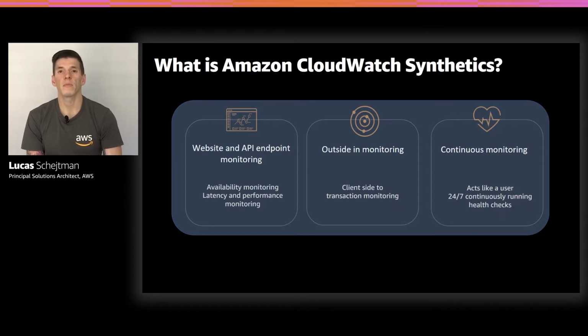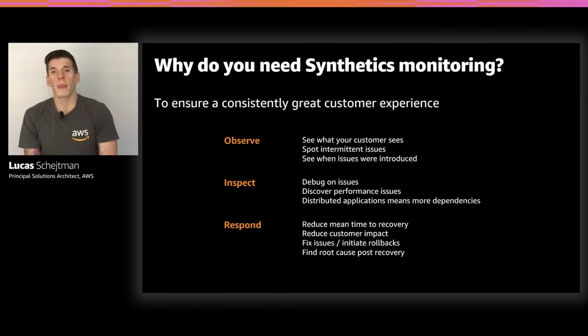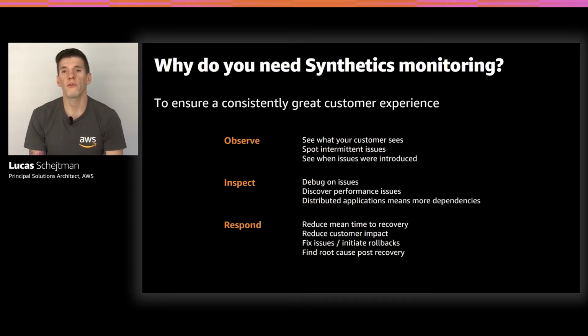So why is Synthetics important? Well, one of the key things about Synthetics is that you can see your system and your applications in the same way that your users will see them. That really helps spot intermittent issues, but it can also help you understand when the issues were introduced. Following the AWS observability pillars, not only can we observe the state of your application, we can inspect it. It will really help you debug and discover potential issues. As well as inspecting it, we can also react or act on these particular events.